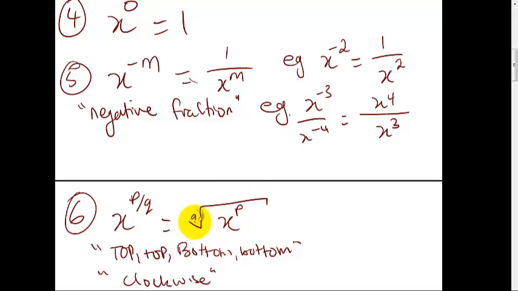The Q is on the bottom. Got it? P on the top, Q on the bottom. Or clockwise direction. Look at the clock. That way, that way. P, P, Q, Q. That's how a clock works, right? So, top, bottom: the top is the power, the bottom is the root.